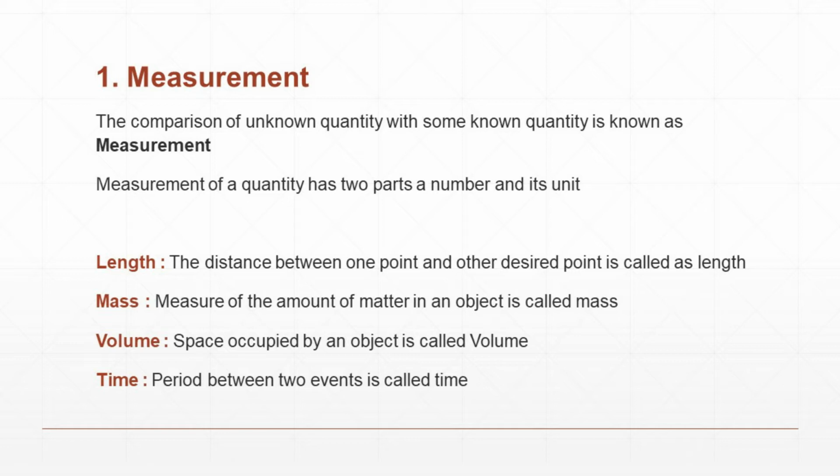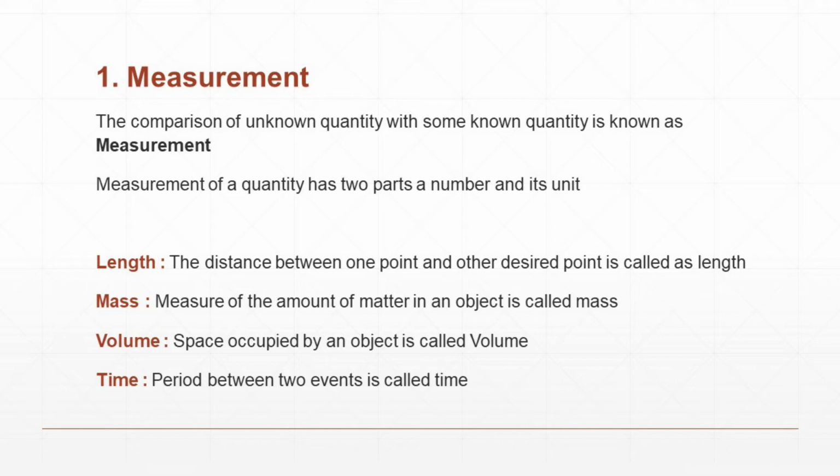Next, measurement of a quantity has two parts, a number and its unit. Now, I'll tell the definition for length, mass, volume and time. First, let us learn what is length. The distance between one end and the other desired end is known as length. The distance between one point and another desired point is called length.